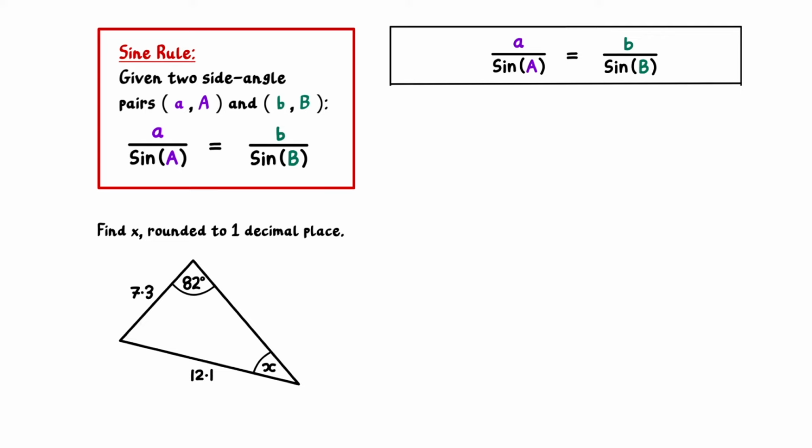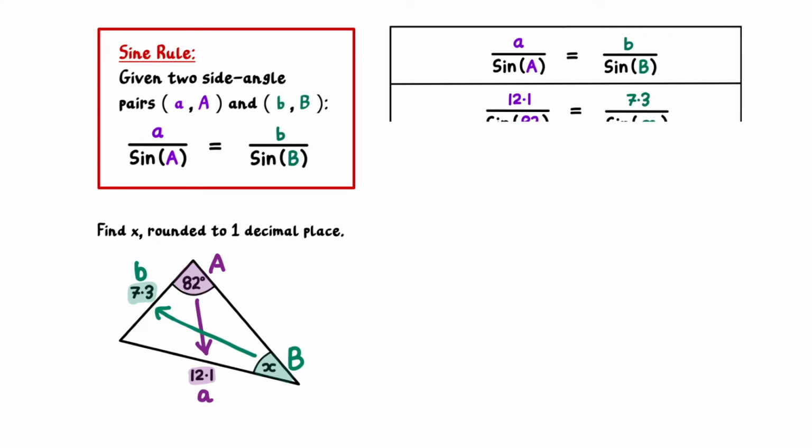The first pair is an angle of 82 degrees and a side of length 12.1. We label these capital A and lowercase a. The second pair is an angle of x and a side of 7.3. We label these with capital B and lowercase b. Putting these values into the statement of the sine rule tells us that 12.1 over sine of 82 equals 7.3 over sine of x.